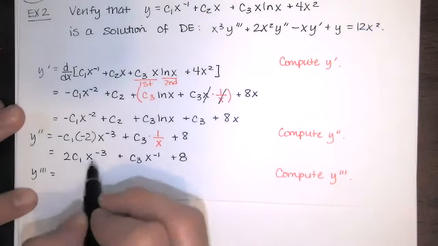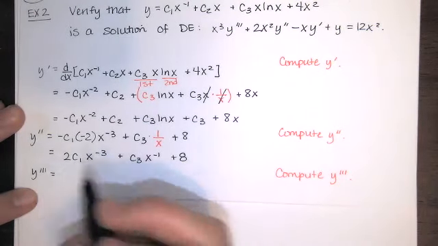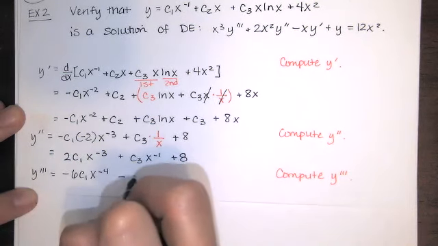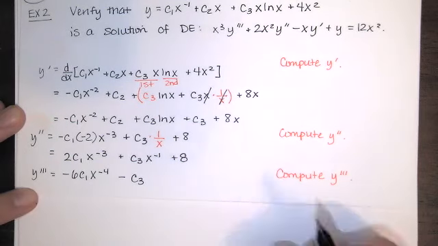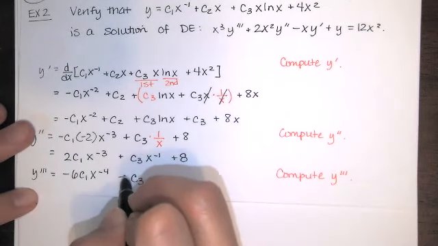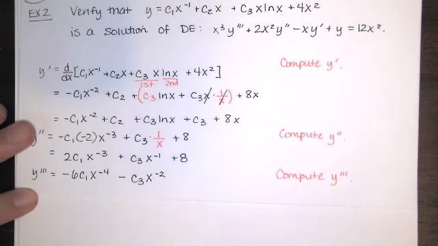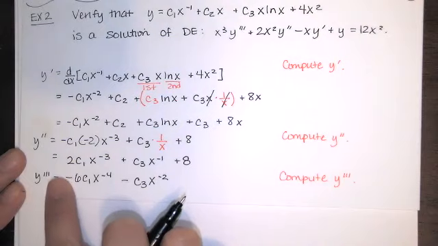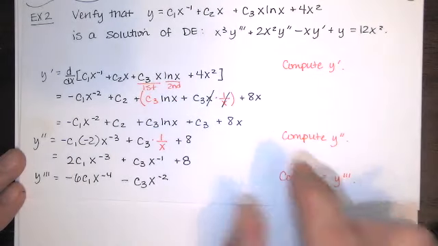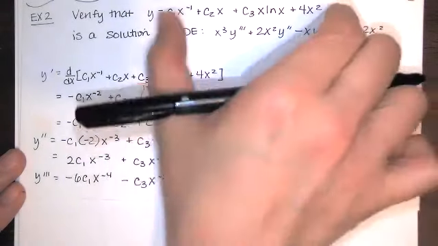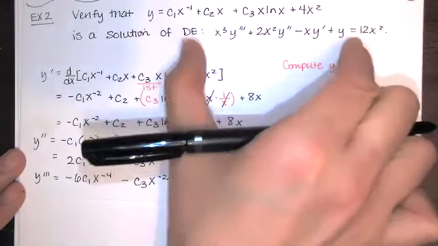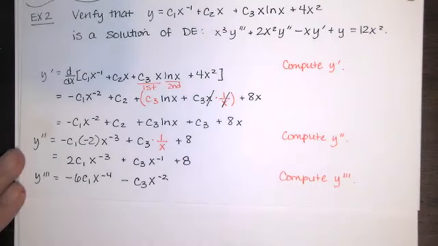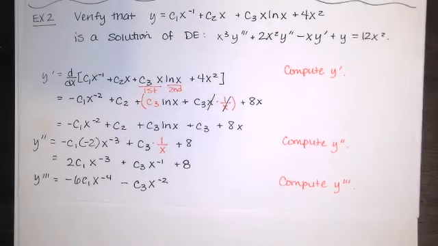Take the derivative of this again. We've got 2c1 times -3 is -6c1 times x to the -4. And then I've got the derivative of a constant times x to the -1 is -1 times that constant times x to the -2. Derivative of 8 is 0. So I've got my y prime, my y double prime, and my y triple prime. I'm going to substitute those and y, don't forget that this is your y, into the left-hand side of the differential equation. Our hope is, after simplification, we're going to get the right-hand side, which is 12x squared.